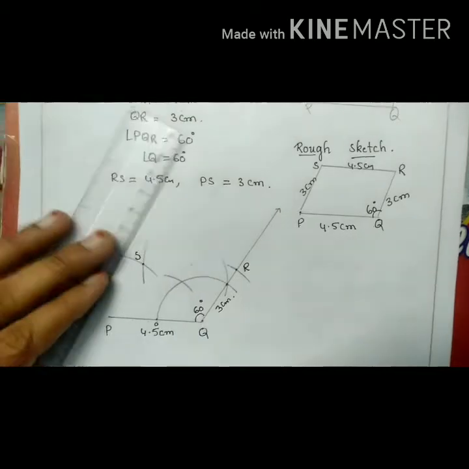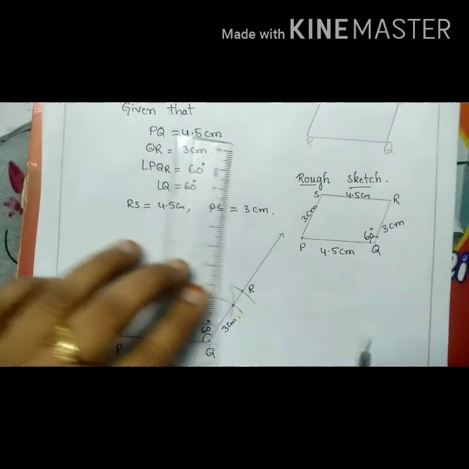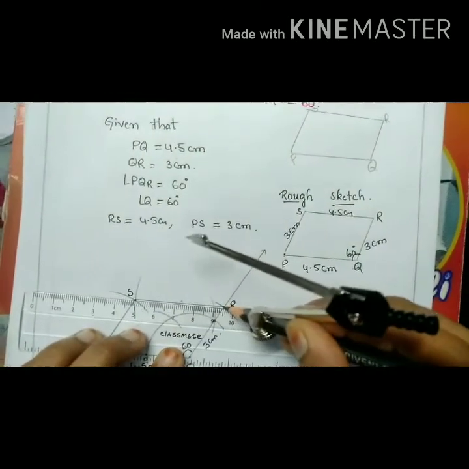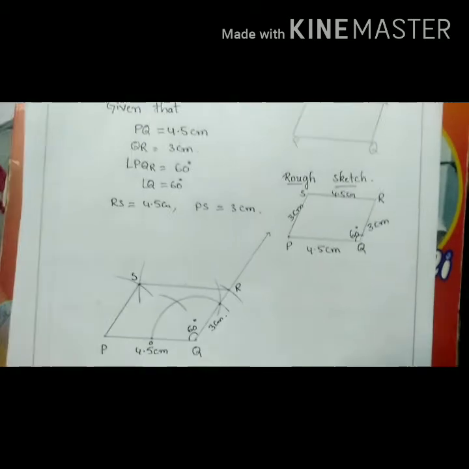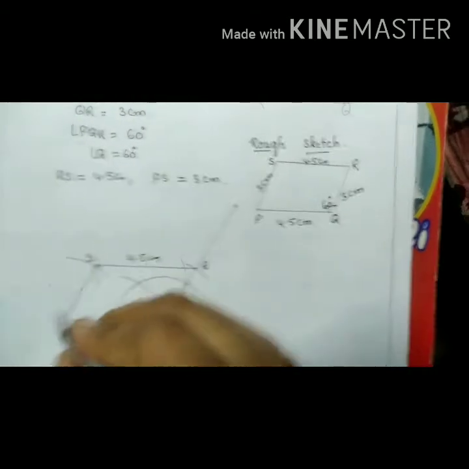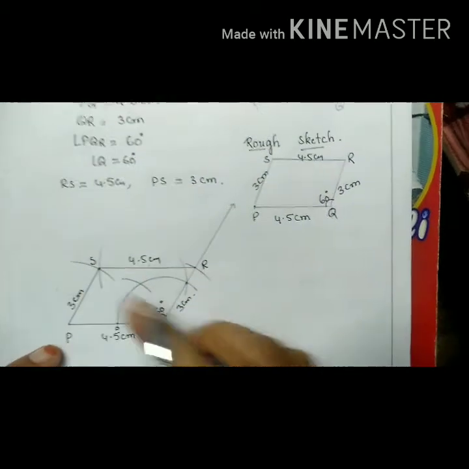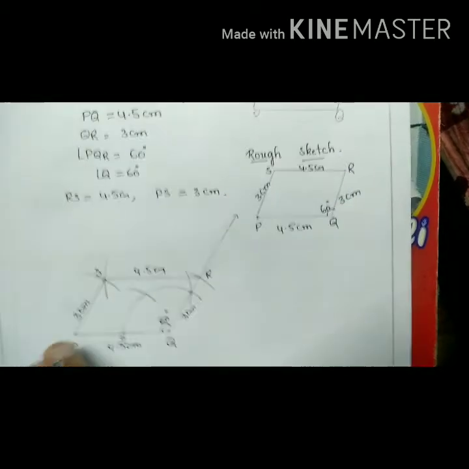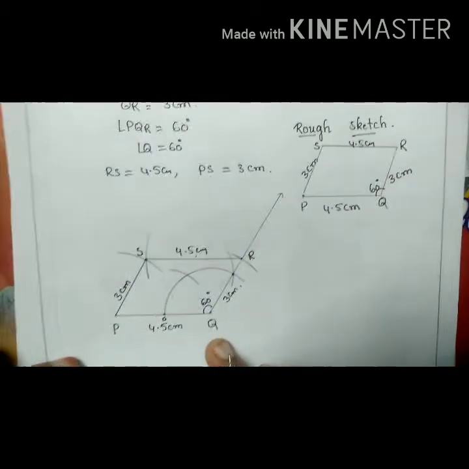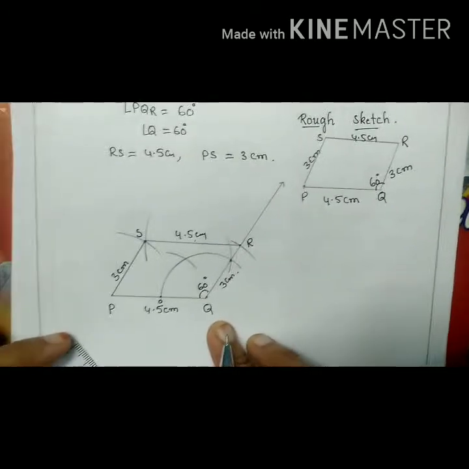So now join PS and RS. Here the measurements of opposite sides are 4.5 centimeters and 3 centimeters. So joining PS and RS gives the required parallelogram PQRS. Did you understand, children? It is the construction of a parallelogram.